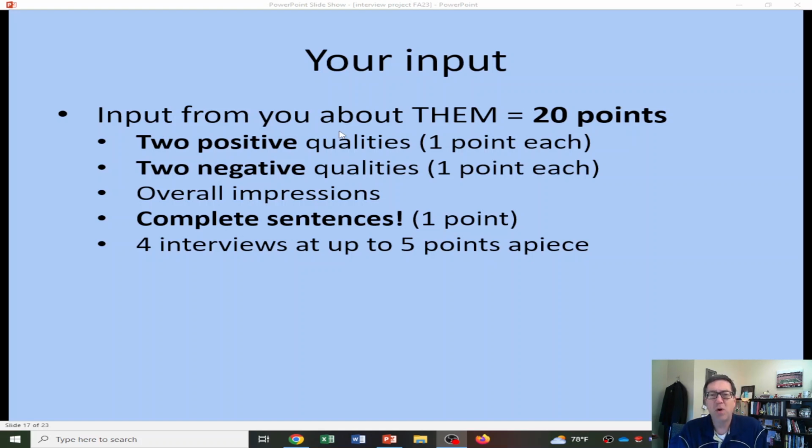And then 2 negative qualities. And it might be that they weren't as professionally dressed as you thought they should have been, or that they were late, or it took you till the last minute to get their resume. Anything that you think that you could shed some light on that would help them in future resumes. You get 1 point for each of 2 positive qualities and 1 point for each of 2 negative qualities. And then your overall impressions about each one of them. If you use complete sentences, you get a point overall. So you can get up to, I got to rethink this real quick in my head.